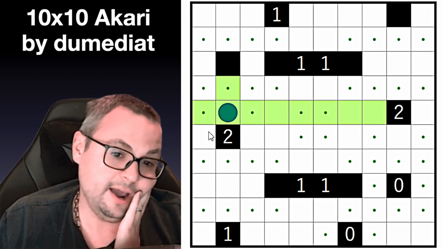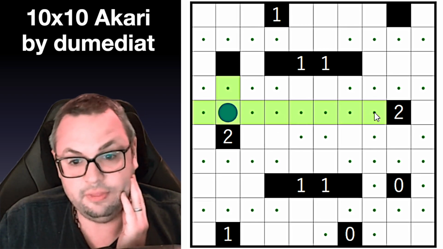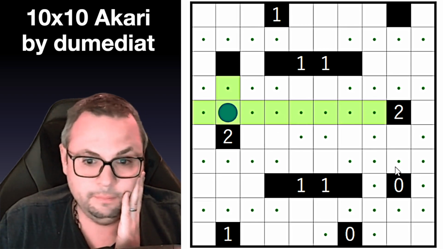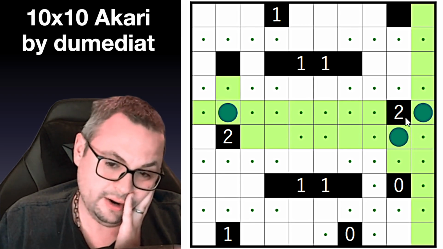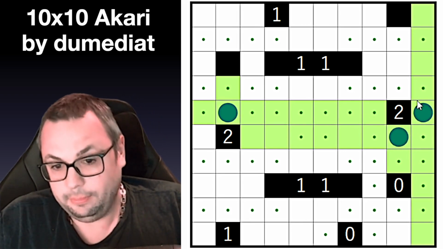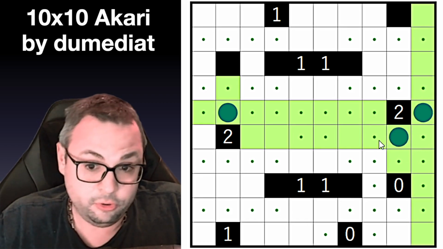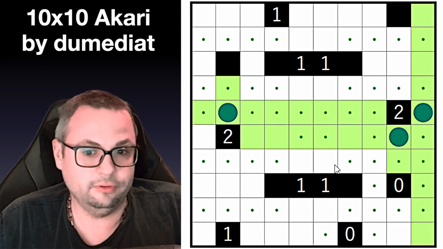Because if I don't light that one, again, I'm obligated to light both of those. Okay, and so as soon as I do that, that greens all of those. And so now the 2 here is completely forced. Namely, there's only 2 cells next to it that could be lights. So those are lights.